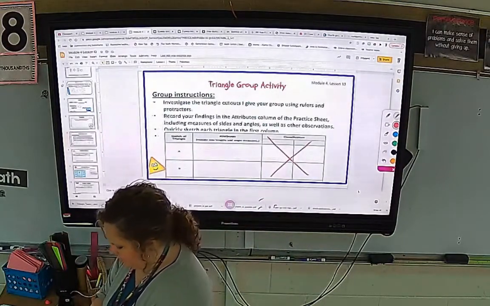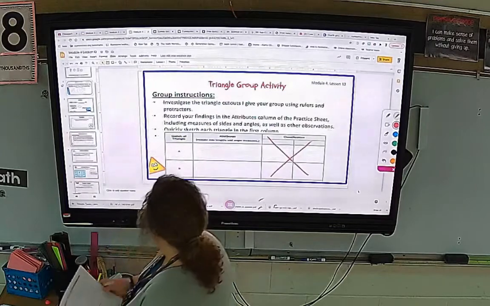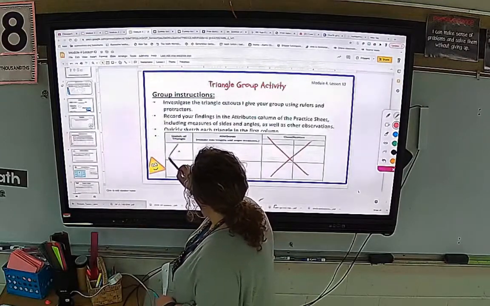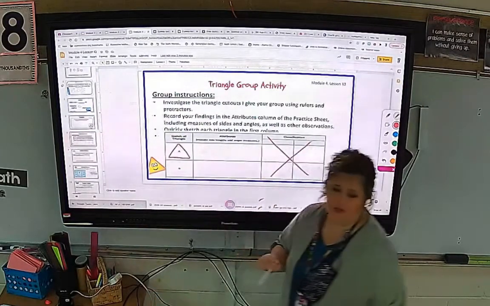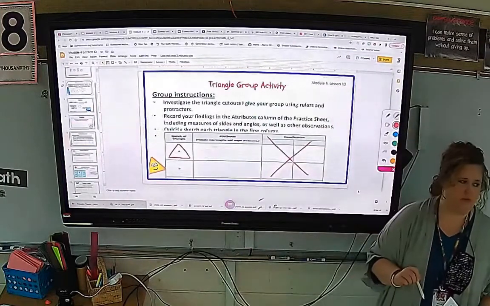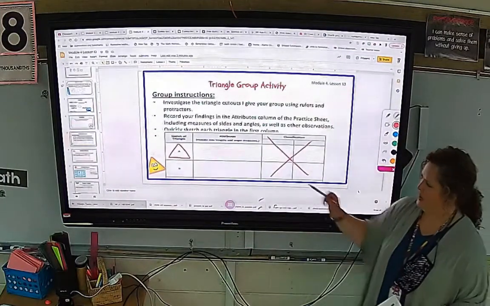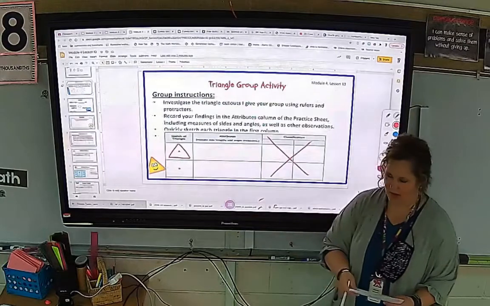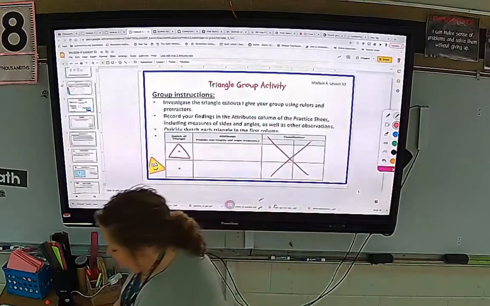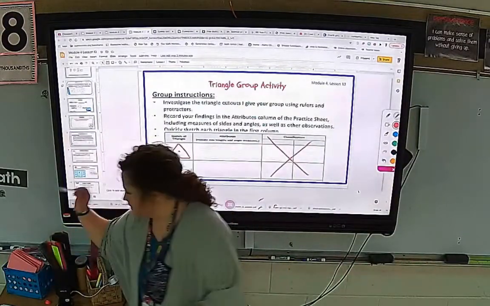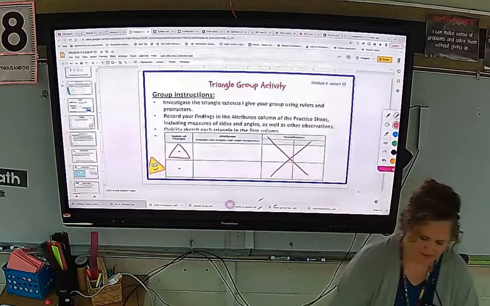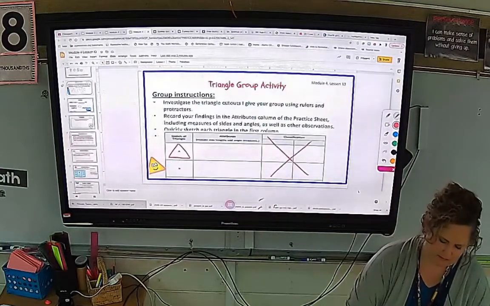It is right here. Okay, so triangle A kind of looks like this. There's my quick sketch. It took me 1.5 seconds to do that. Okay, my attributes. Okay, well, I'm going to get my ruler and I'm going to measure the sides, y'all.